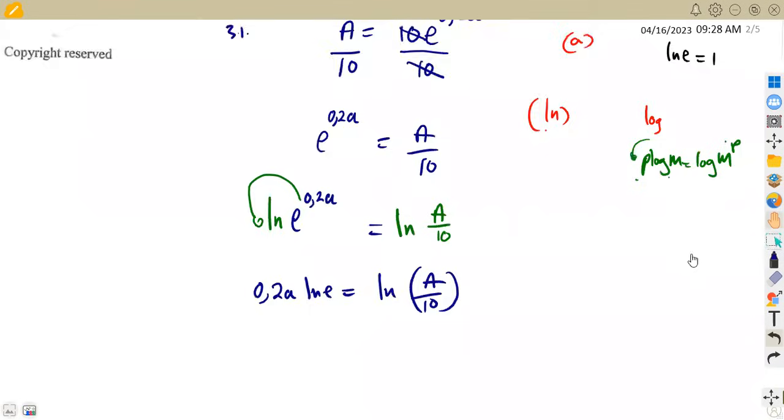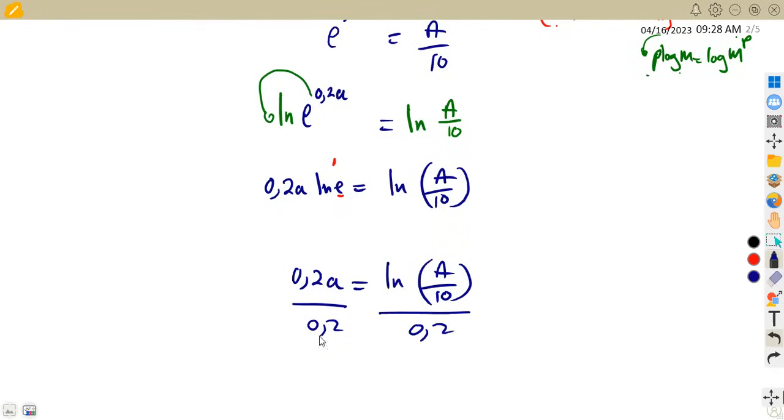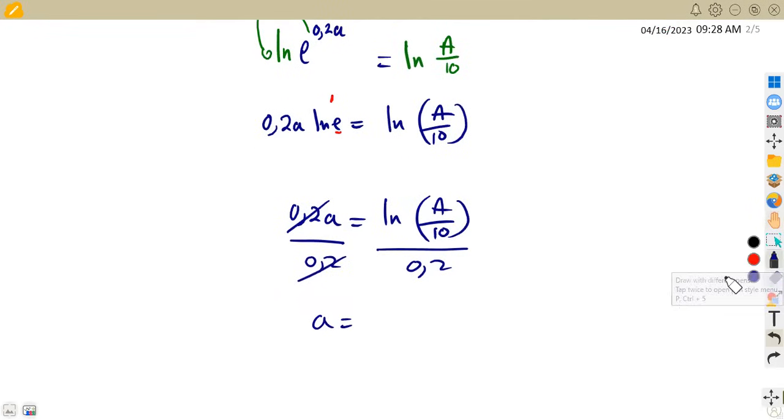All right. How can we make a the subject? Okay, in this case, we said ln e is equal to 1. So meaning to say here, we are just going to remain with 0,2a, which is equal to ln a over 10. So we can divide by 0,2 both sides. So that means a is equivalent to this whole part, of which we know that if we divide 1 by 0,2, that's a 5. So this is going to give us 5 ln a over 10 like this.